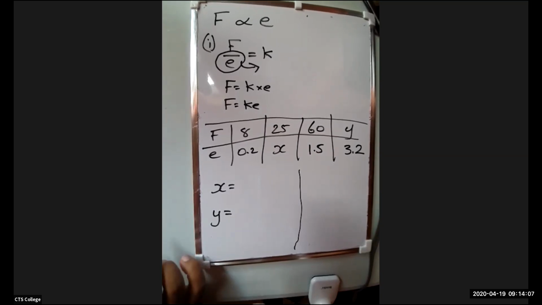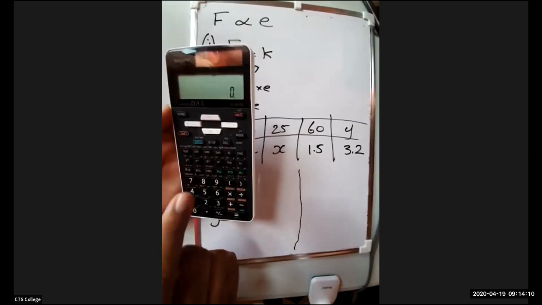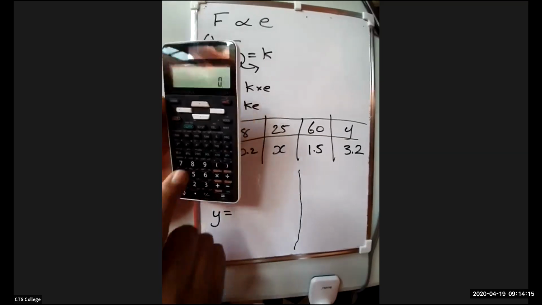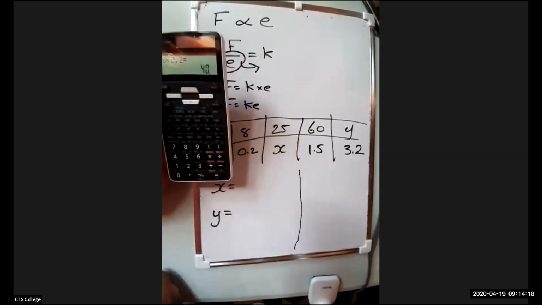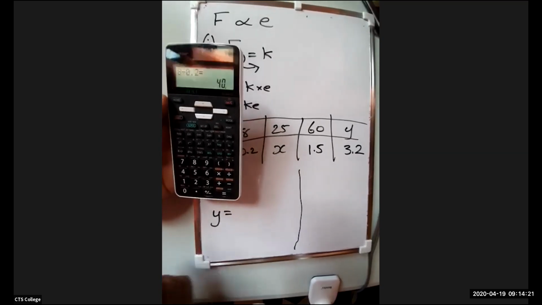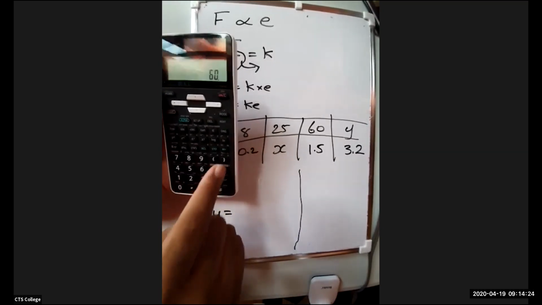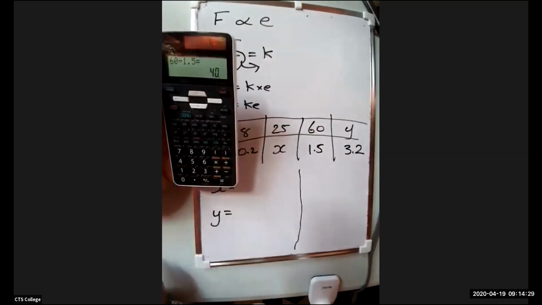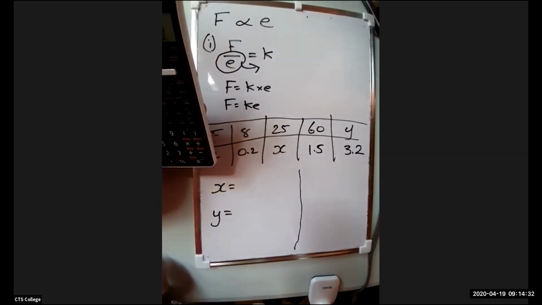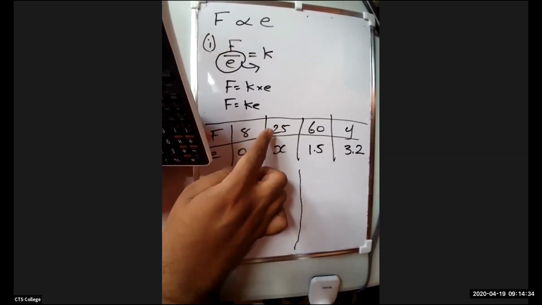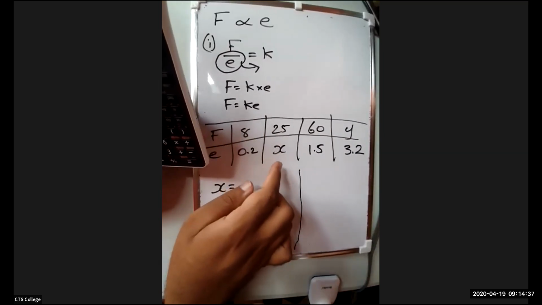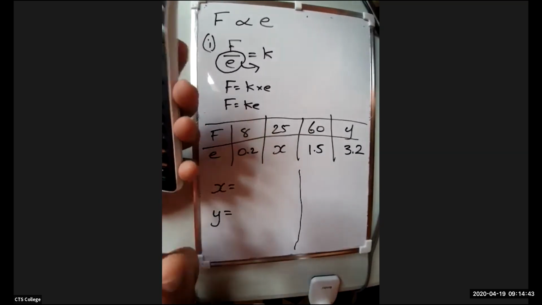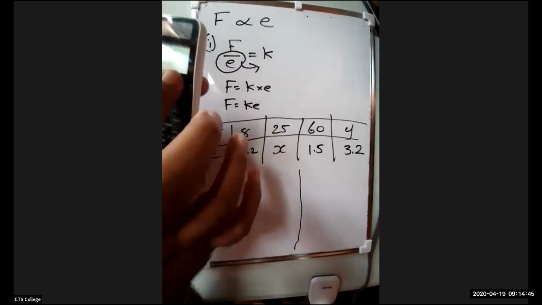Okay? So let's just quickly see what we can observe in the table here. Using a calculator, we did dividing last week, right? If you divide 8 by 0.2, you get 40. Similarly, if you divide 60 by 1.5, you get 40 as well. So we know that it's constant, right? That means that 25 divided by something will give us 40 here as well. So let's see how we will go about doing that. Let's just divide 25 by 40 and see what we will get.